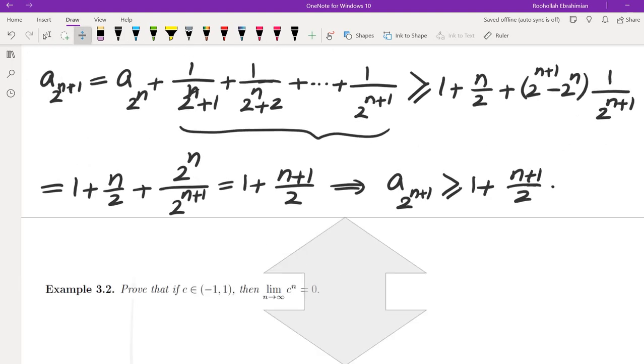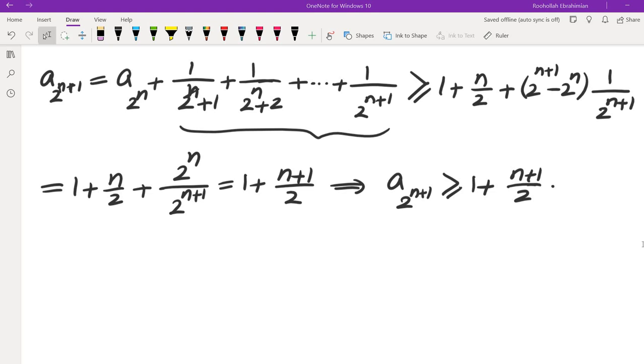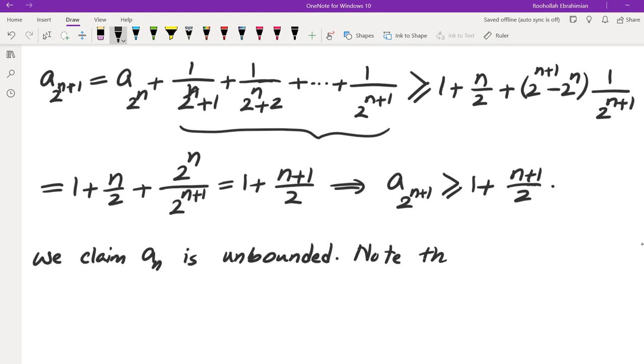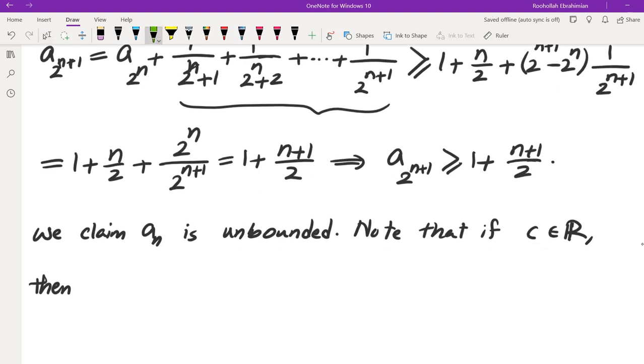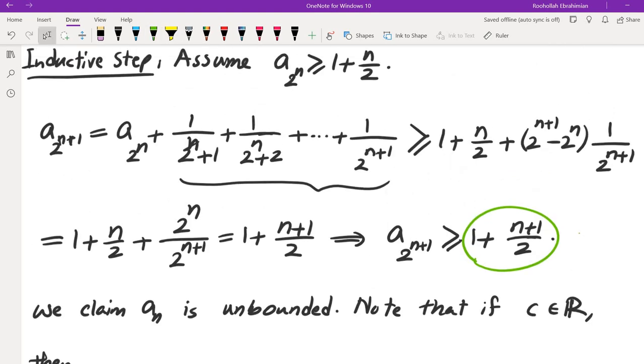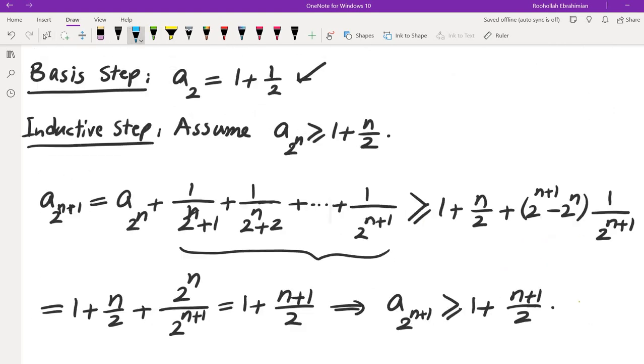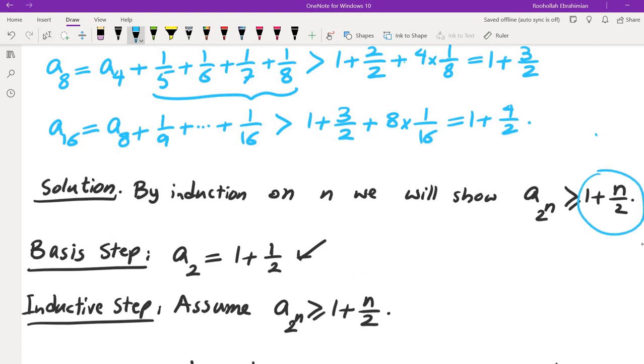Now, we will show that a n does not converge. And how do we do that? We show that a n is unbounded. Note that if C is some real number, then you can make this one more than C, or rather perhaps the one that we already had here. We're going to make sure that this is more than C.